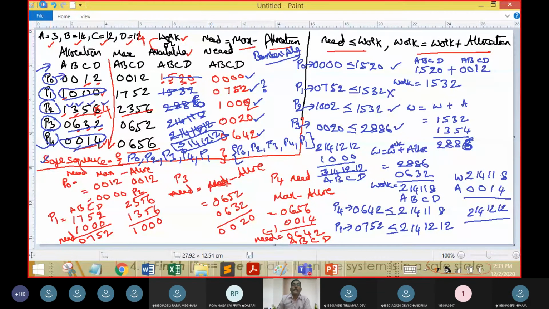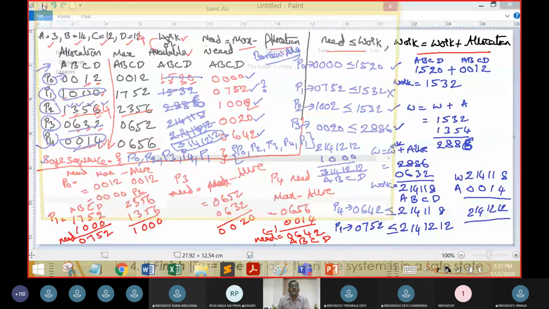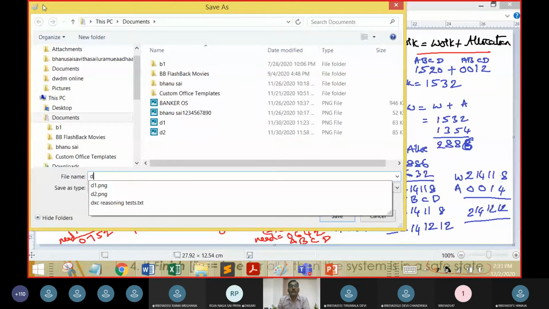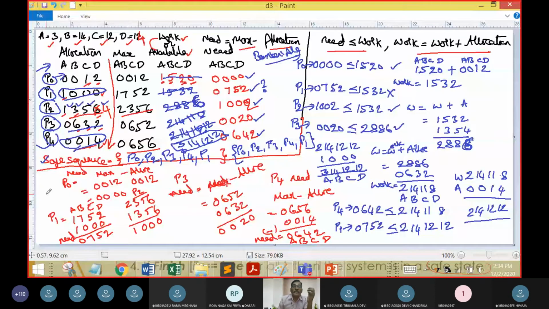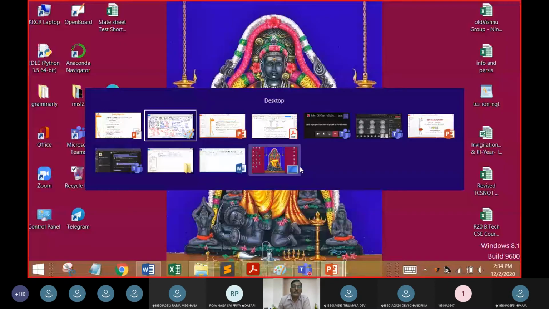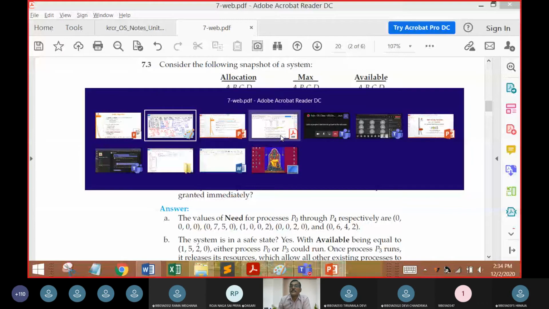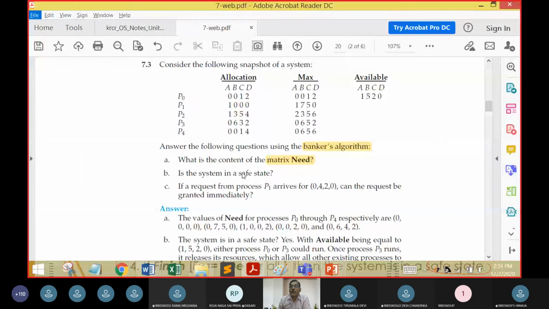So now we can look into the question that was asked. The question that was asked was, is the system in safe state? Yes, the system is in safe state. How am I going to come to this conclusion?